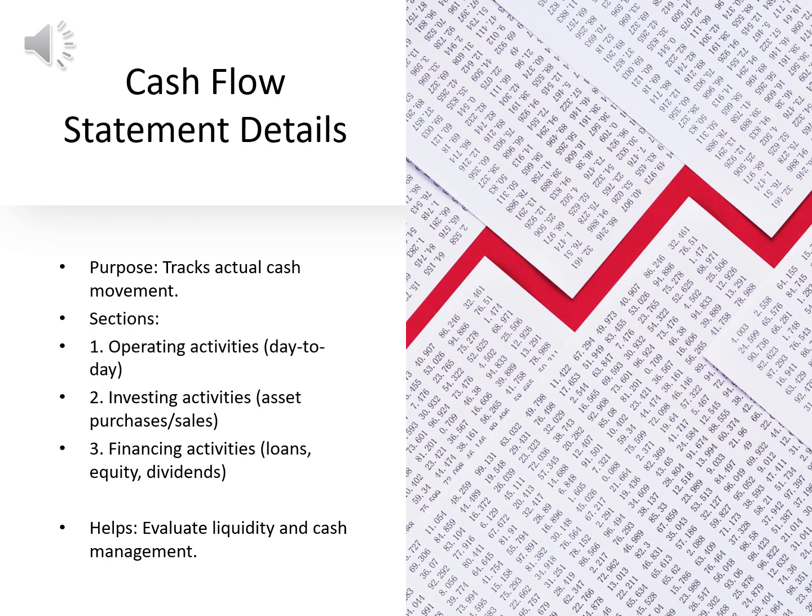The cash flow statement tracks the actual movement of cash in a company. It's divided into three sections: operating activities, which cover day-to-day operations; investing activities, which include buying or selling assets; and financing activities, such as loans, equity, or dividends. It helps evaluate liquidity and how effectively a company manages its cash.